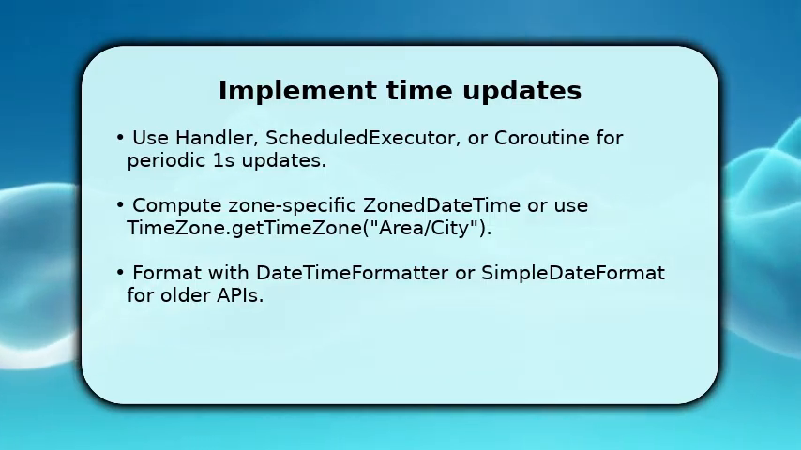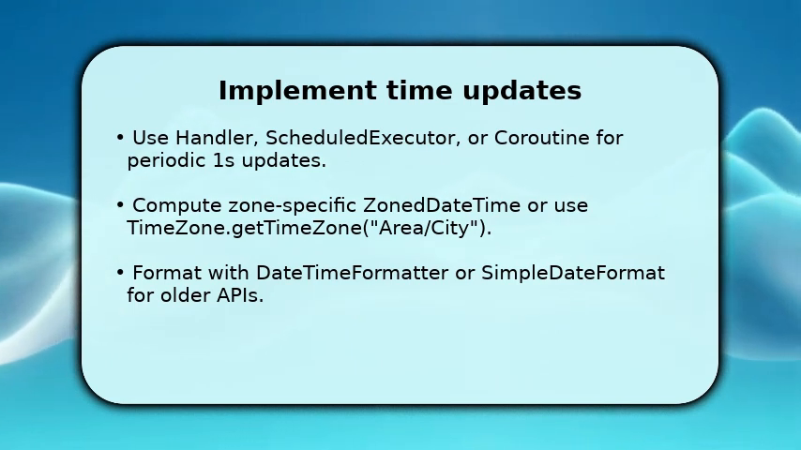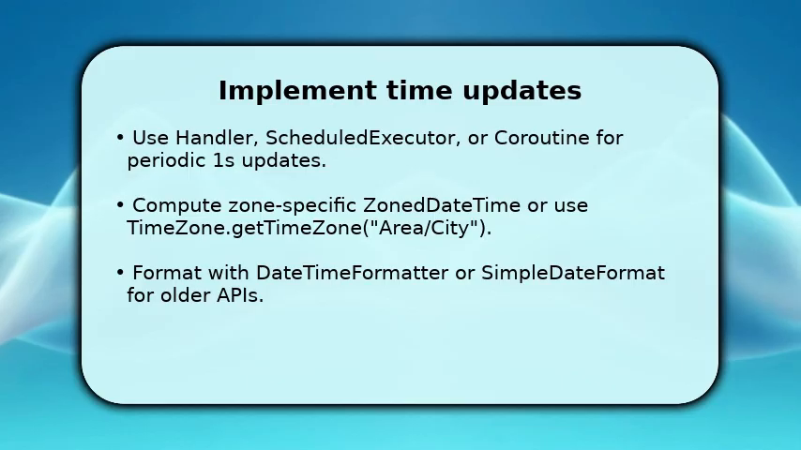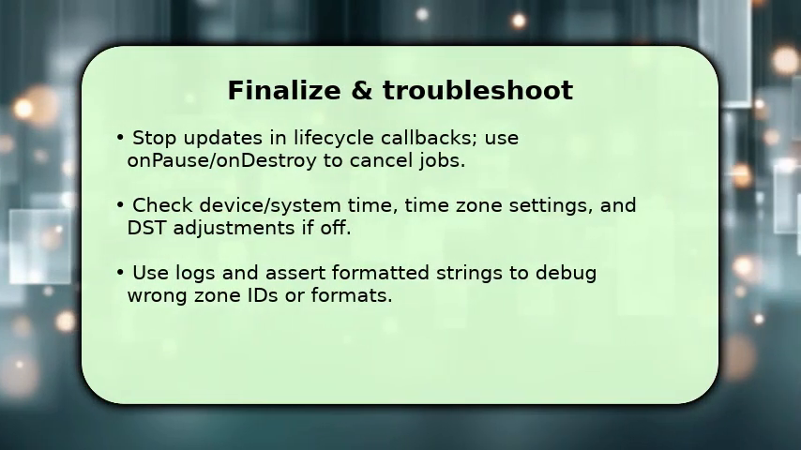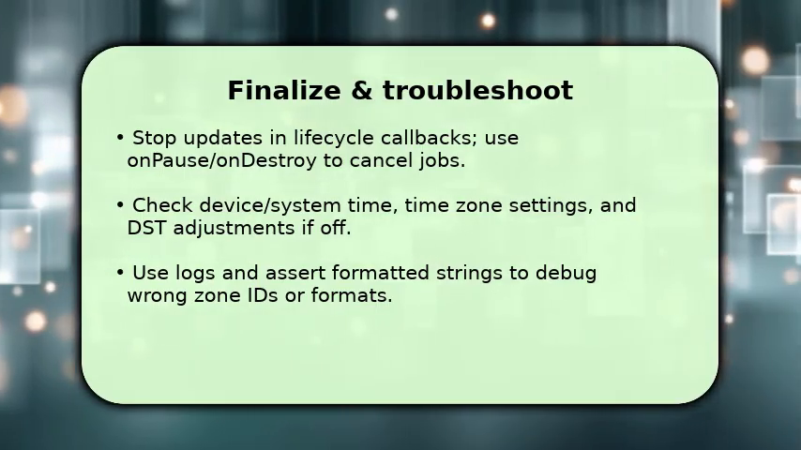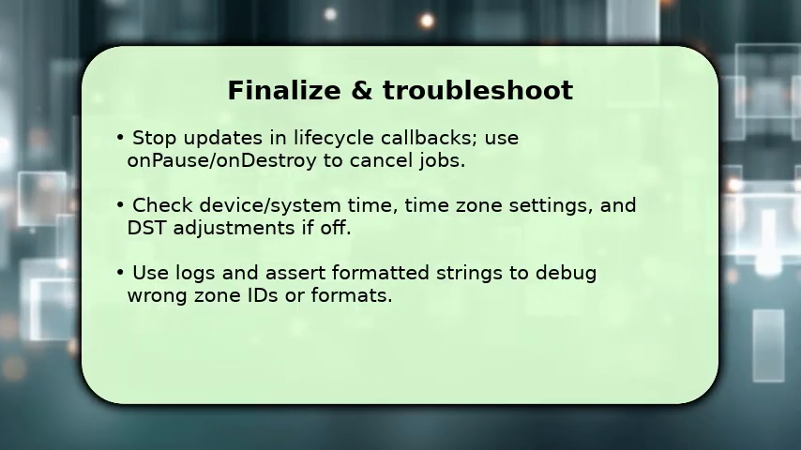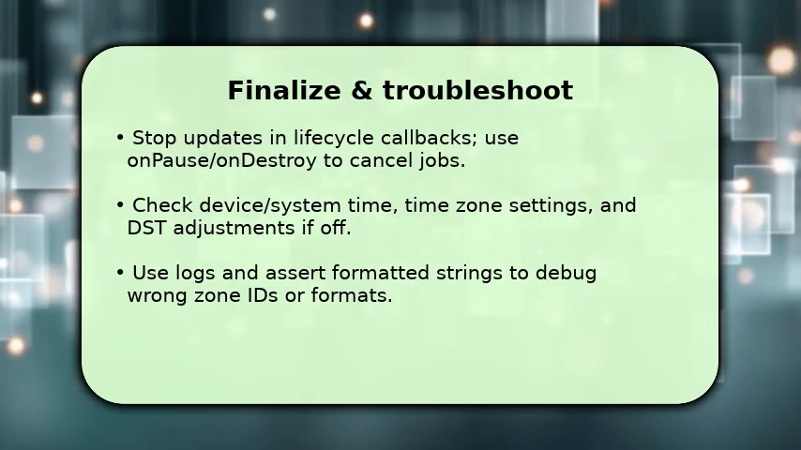Make sure to cancel the coroutine or remove callbacks in onPause/onDestroy to avoid leaks and drift. Finish by wiring lifecycle awareness. Start updates in onResume and stop them in onPause, or use lifecycleScope tied to the activity/fragment so you don't leak resources. Once running, verify both clocks remain synchronized and reflect the intended zones.